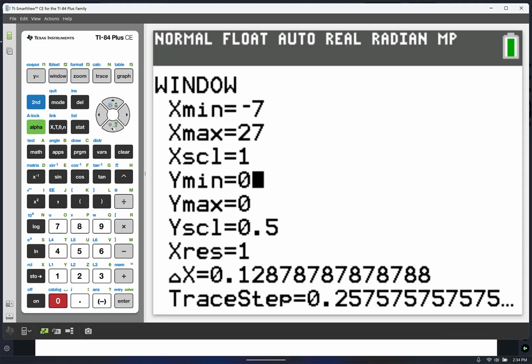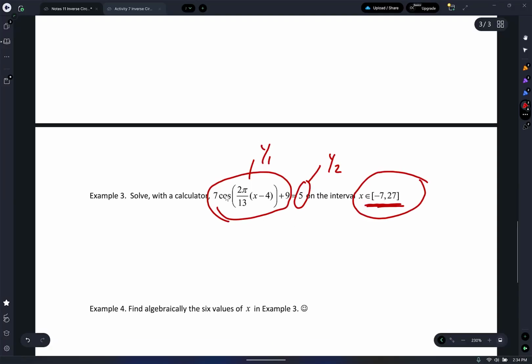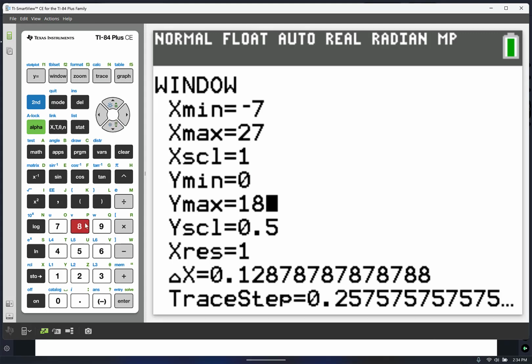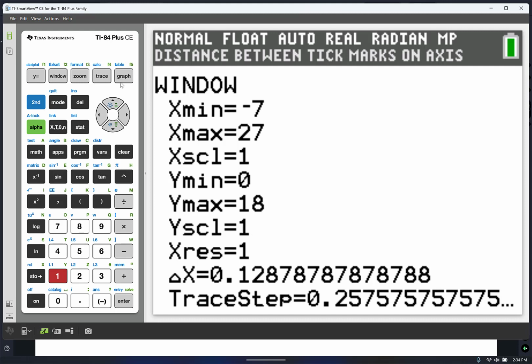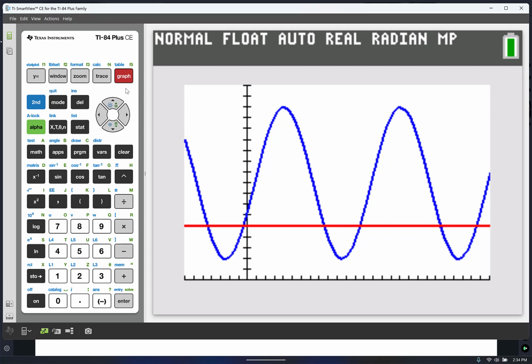That can go, so the graph can be a little bit below. And your y max, 9 plus 7, what's that, 16? So go to 18. 1, 8. Y scale by 1. I think we're good. Push graph. Look at that. Beautiful graph. Are we okay? Yes.